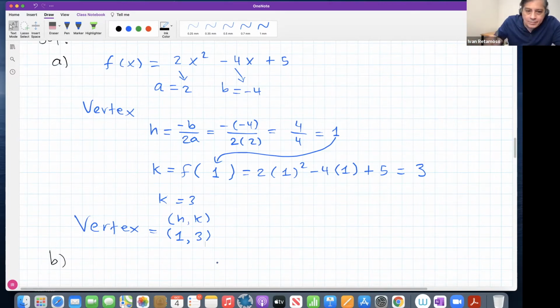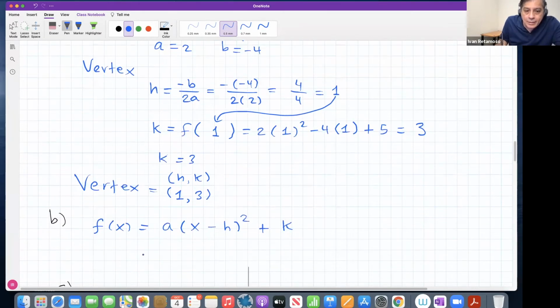All right, so now part B. They want you to write this quadratic equation in what mathematicians call the standard form, in this form, right? Well, I have that a is 2, the leading coefficient. Notice h is 1 and k is 3, right?